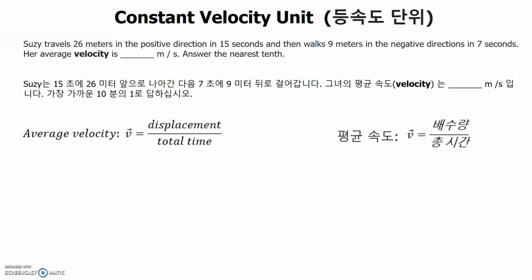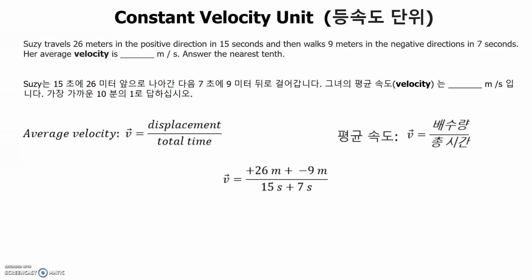Okay, so for this one, average velocity is given as displacement. Remember that speed is total distance. This is not. This is displacement. But they're both over total time. So in this case, to figure out what displacement is, I'd have to see how they're moving.